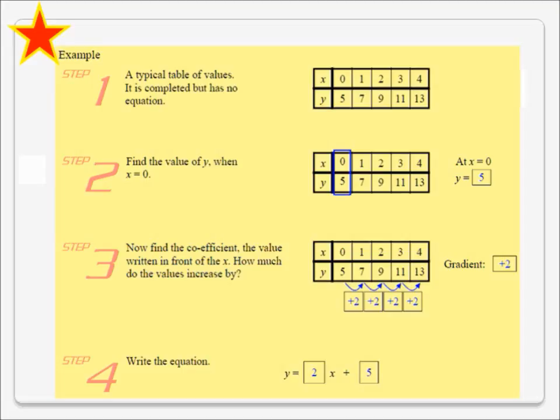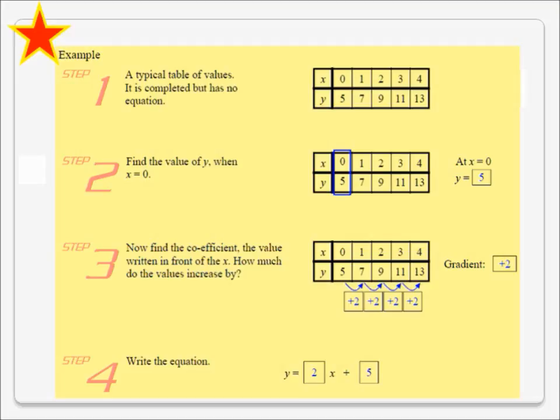Step number one, you have a table of results already set out. As you can see on the top row, the x coordinates are consecutive and they're going up by 1. The y coordinates are also consecutive, and this time they're going up by 2. But we have 5 pairs of coordinates that we're going to look at.